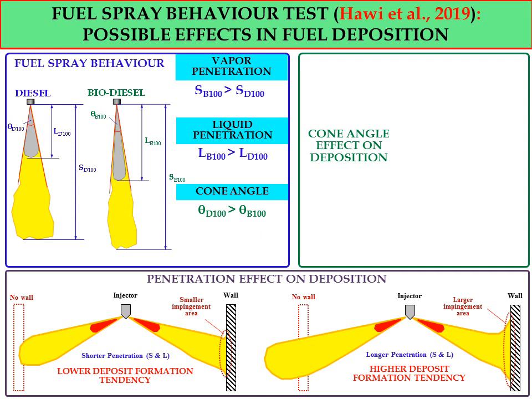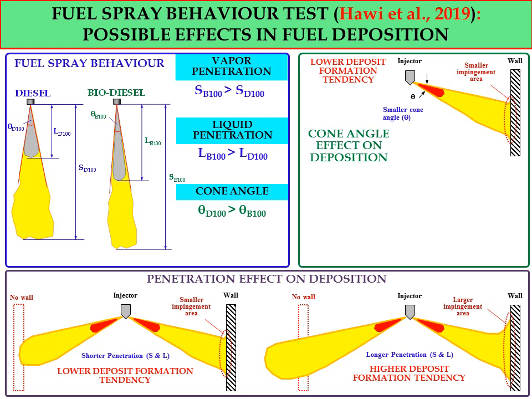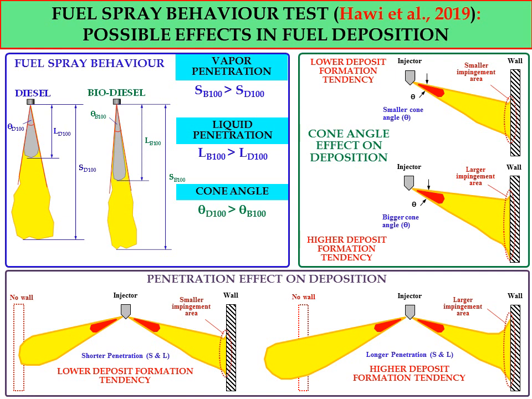In terms of cone angle effect on deposition, for the case of a small cone angle, if the fuel spray impinges on the hot wall in the combustion chamber, we will have a smaller impingement area, and a smaller impingement area will have a lower deposit formation tendency. However, if we consider a bigger cone angle value as shown in the figure, we will have a larger impingement area as shown in the schematic diagram, and a larger impingement area will cause a higher deposit formation tendency.